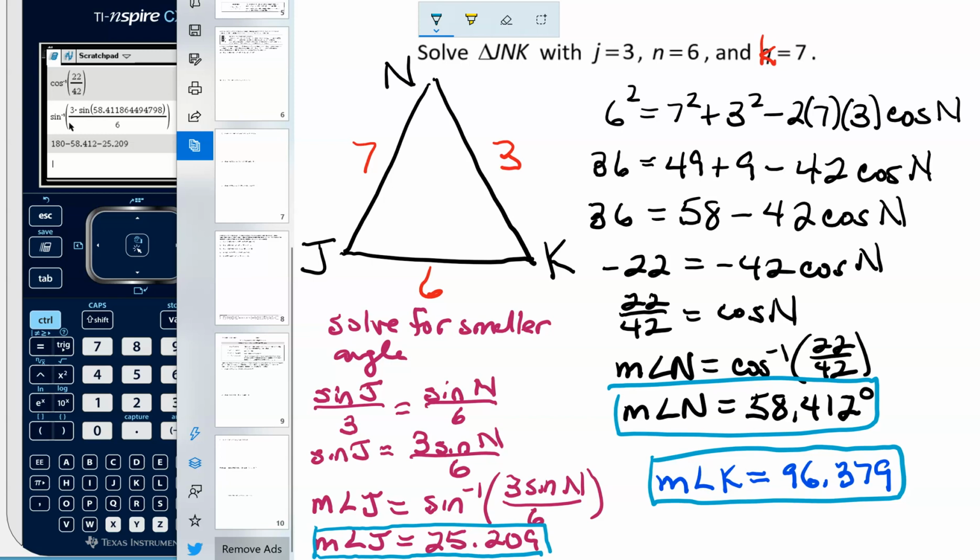Another option that will avoid the ambiguity is in the law of cosines. If you solve for the obtuse angle or the possibly obtuse angle first, that will eliminate any ambiguity in your law of sines afterward. But just remember, always solve for the smaller of the 2 angles first if you're using the law of sines. And that's it for the lesson.